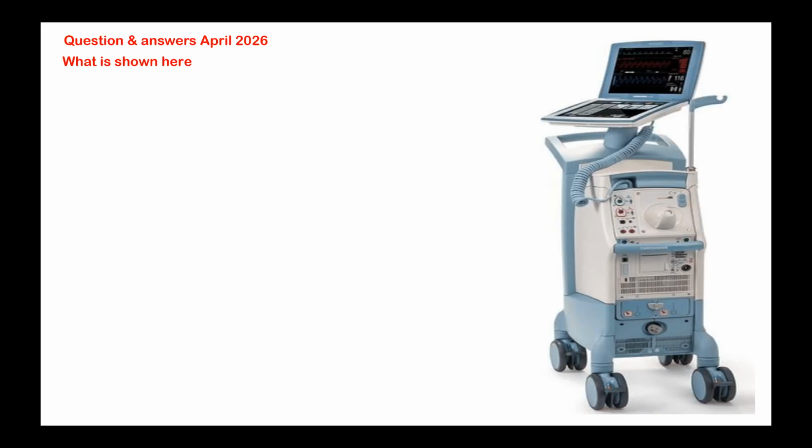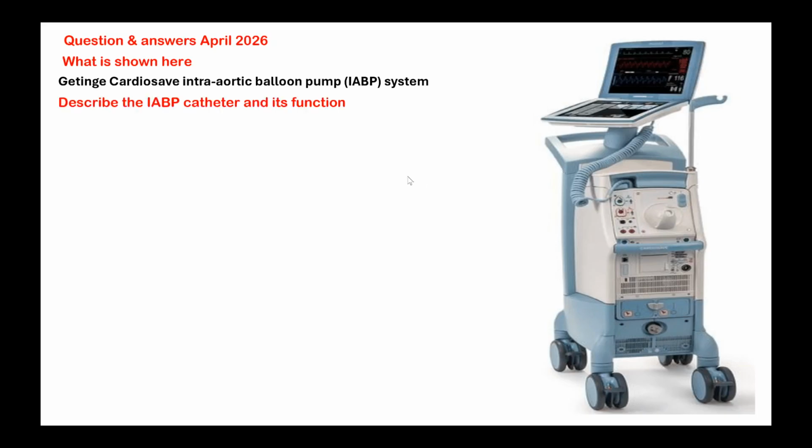Supposing the patient requires cardiac support with a low ejection fraction, what is the machine that you will use while doing a CABG? Balloon pump, sir. Intra-aortic balloon pump. Yes, this is a Cardiosave intra-aortic balloon pump system. So this is the machine that is there.